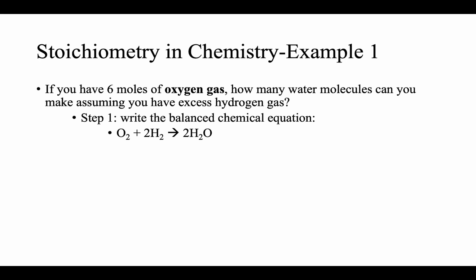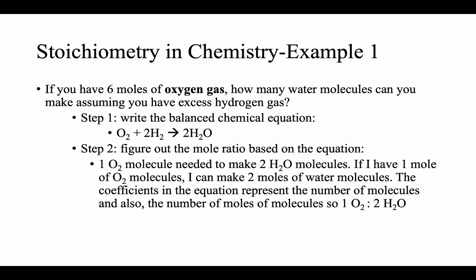And here we go. We have the balanced equation now. And step 2 is to figure out the mole ratio based on the equation. Like what we have previously talked about, the coefficient here can mean the number of molecules. It can also mean the number of moles of substances in that reaction. So we can interpret the ratio here in 2 ways, right?